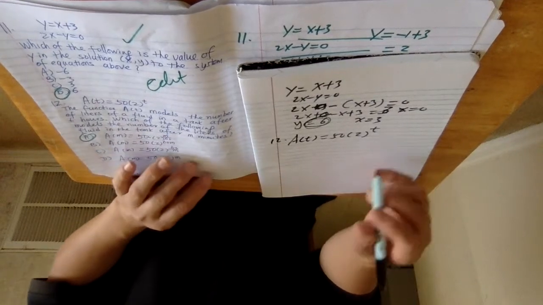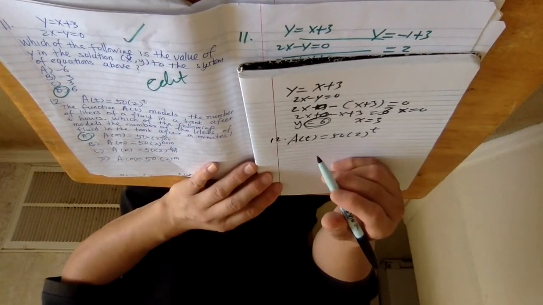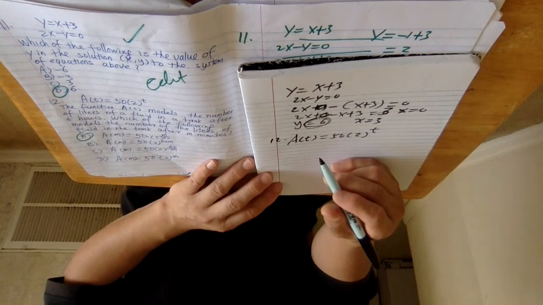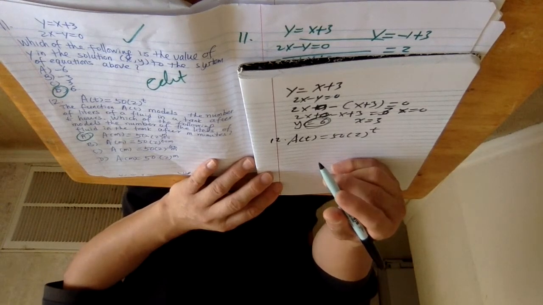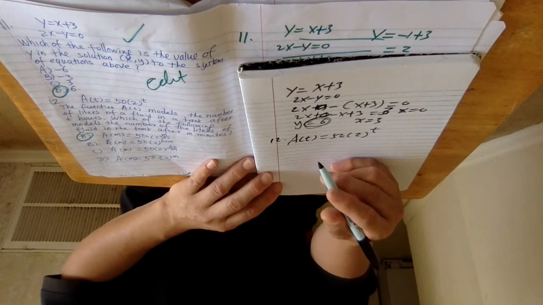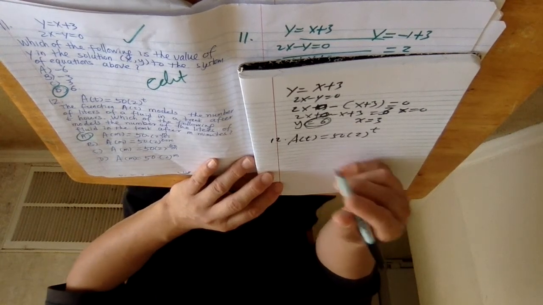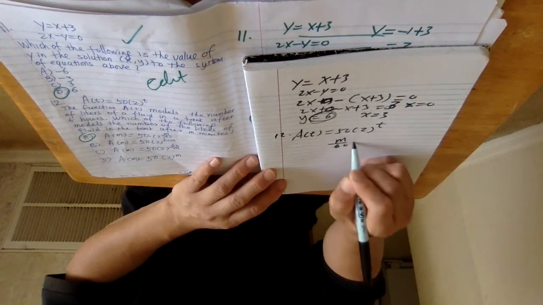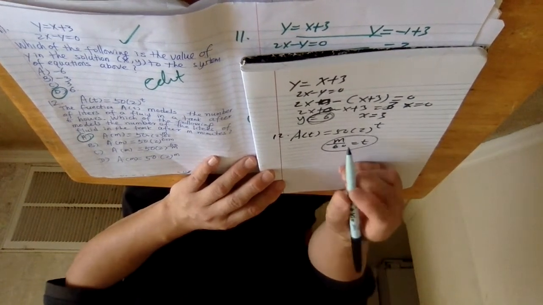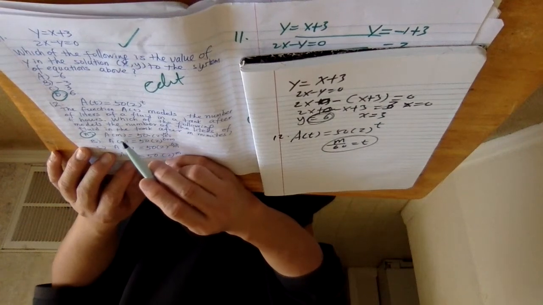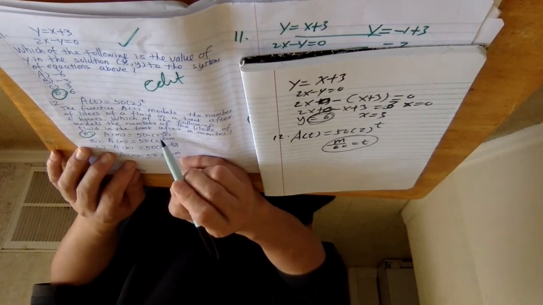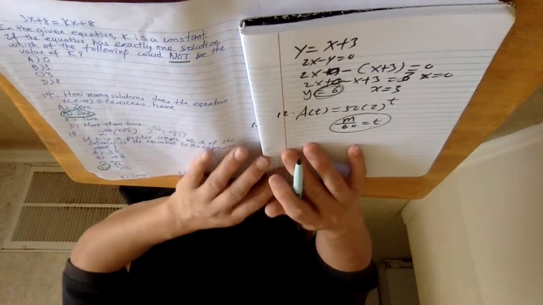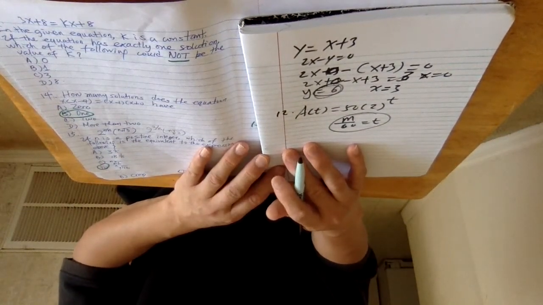In here, the function A(t) models the number of liters of a fluid in the tank after t hours. Which of the following models the number of liters of fluid in the tank after m minutes? We know changing m divided by 60 will make it a t, so we're going to use this one to substitute. So the answer is going to be A(m) equals 50 times 2 to the m divided by 60.